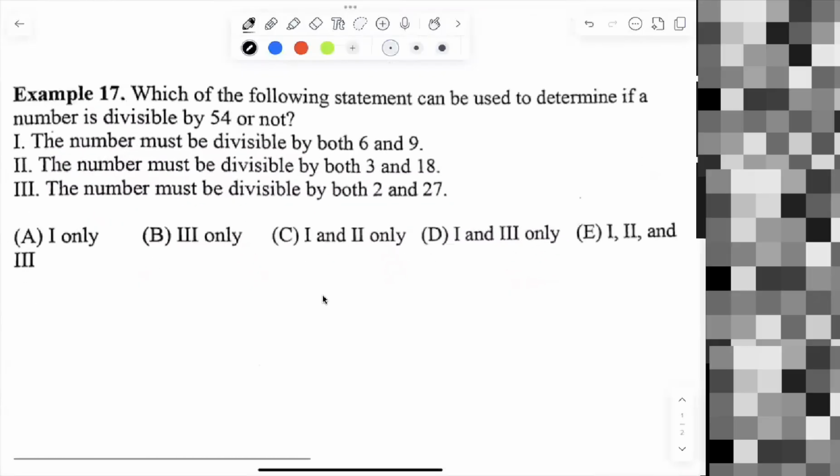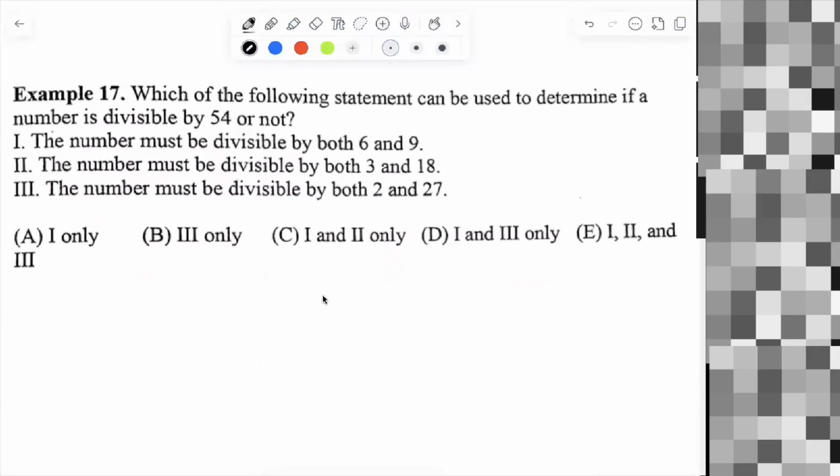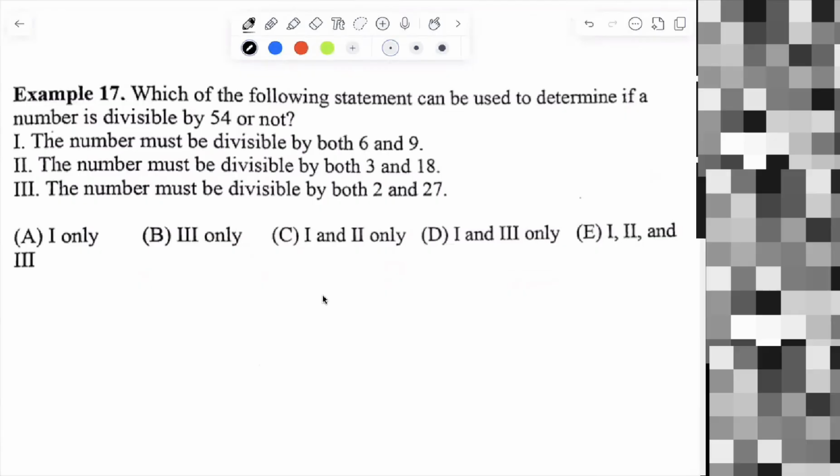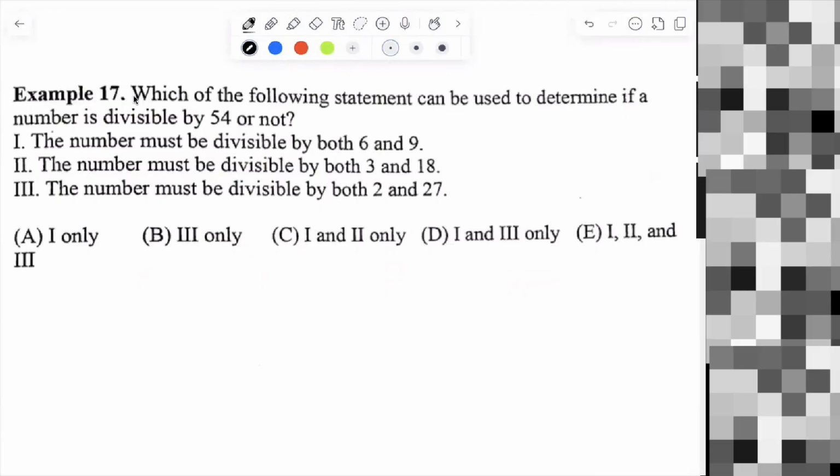Now let's do example 17. Which of the following statements can be used to determine if a number is divisible by 54 or not? I'll let you guys have a try on this question and try to answer in chat.